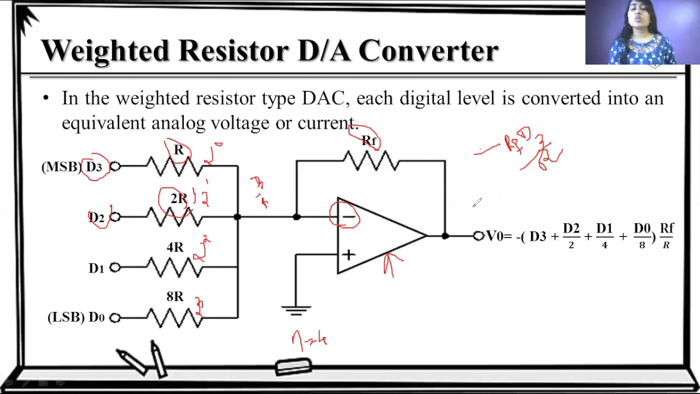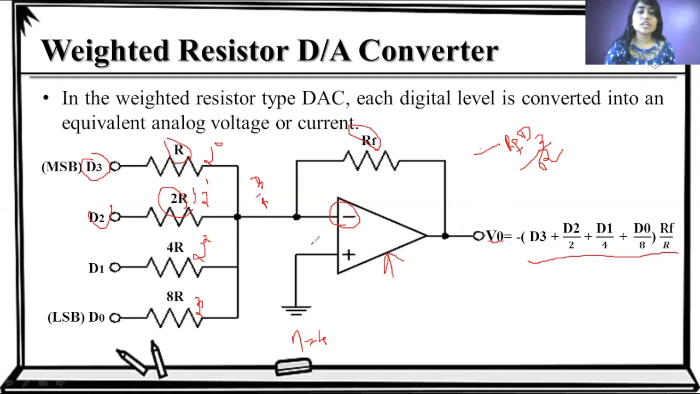So this is how we have an analog voltage over here, and we have to add all the voltages for producing an output, and we can write this as a simplified equation. We can take the minus sign and RF by R common. So we have the equation D3 plus D2 divided by 2 plus D1 divided by 4 plus D0 divided by 8. So this is how we convert these bits of digital into analog voltage.